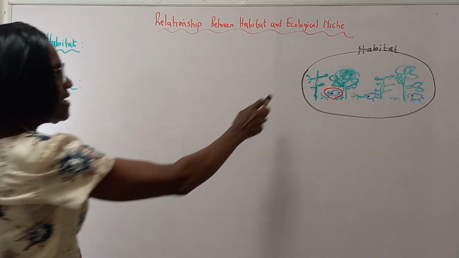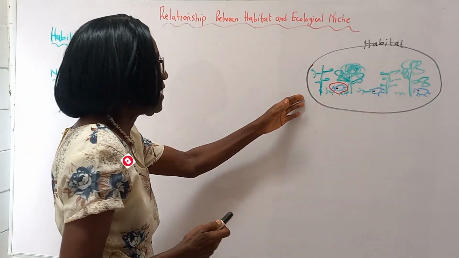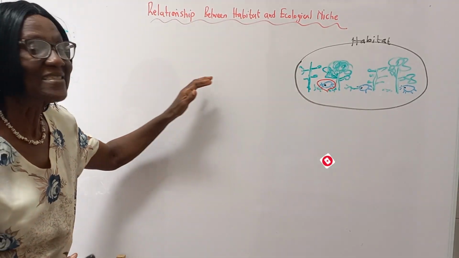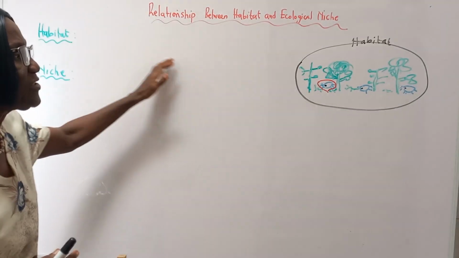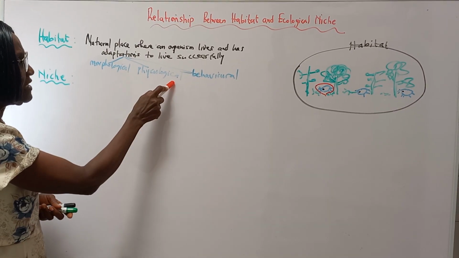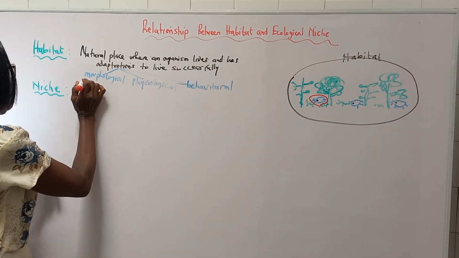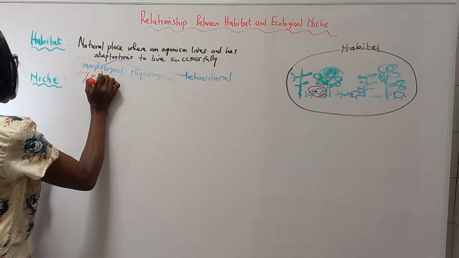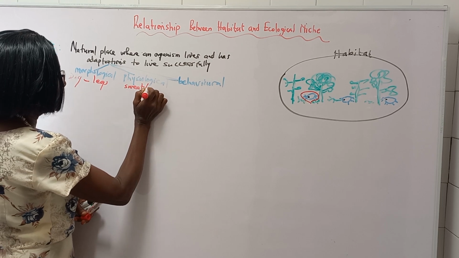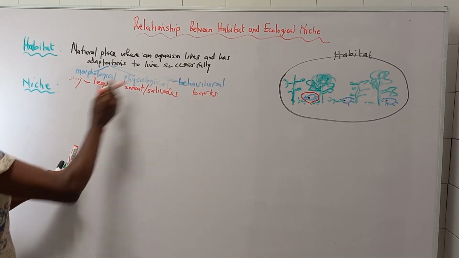Habitat, what is it? This I have drawn as a habitat. It's a natural place, a place where an organism lives successfully and it has adaptations that enable it to live successfully. Adaptations, you can have morphological, physiological, or behavioral adaptations. Morphological, it's what you see. For instance, if you take a dog, it has legs to move about. Physiological, it sweats or salivates. Behavioral, it barks. And we can have a lot of examples.